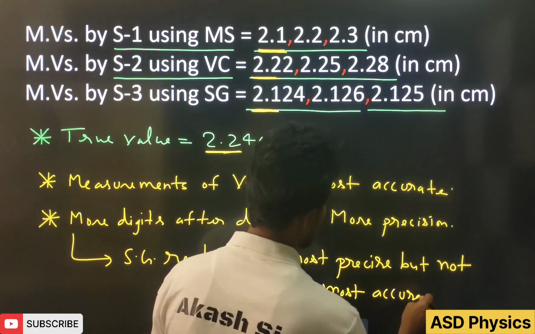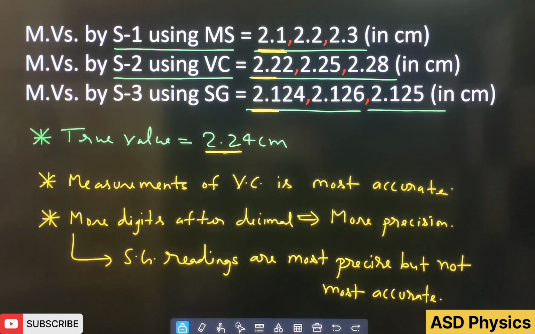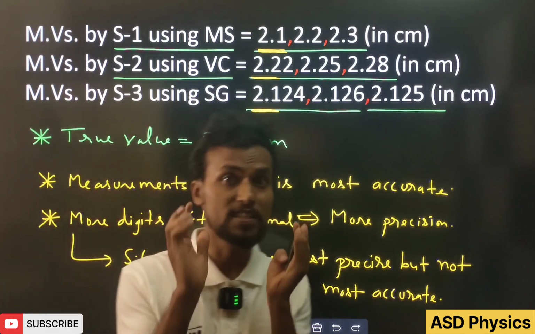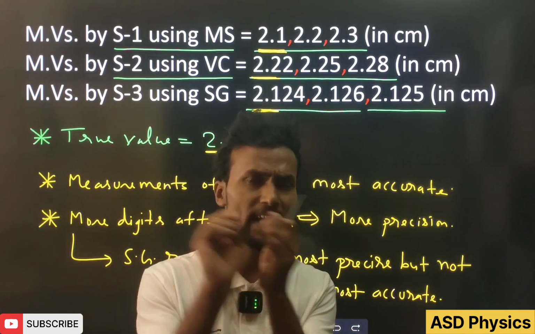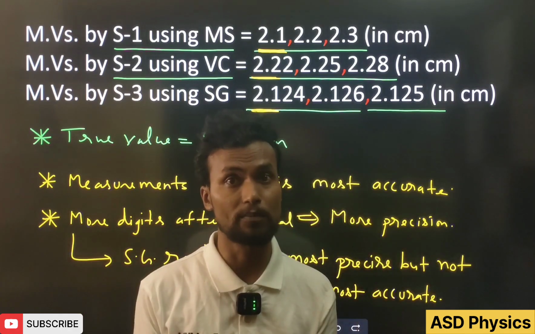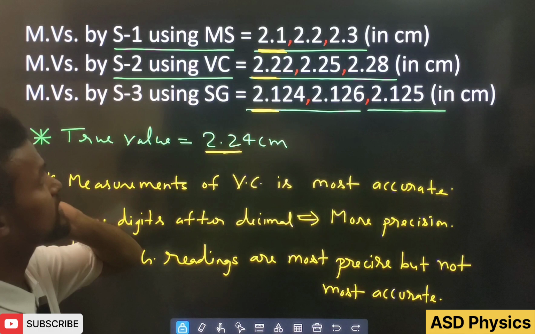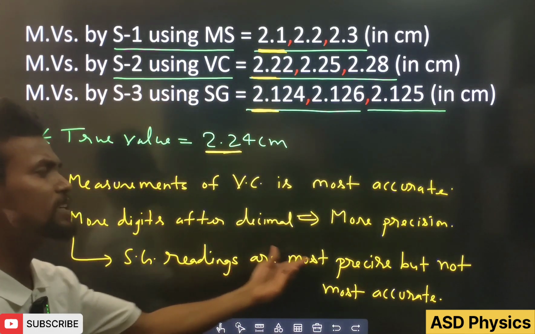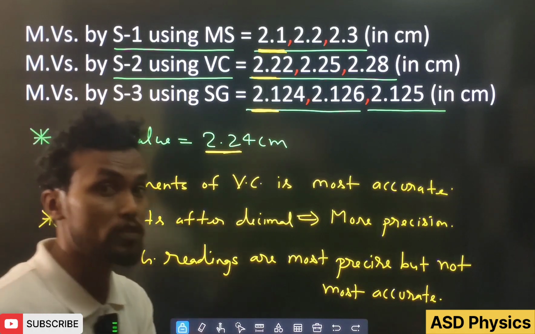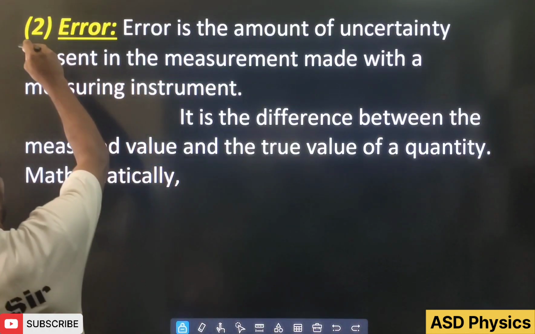Okay, but not most accurate. Students, kindly see here very well. Kindly understand very well. They used to ask questions in MCQ and AR and all that. Precision and accuracy are independent of each other. Here you can see even the vernier calipers readings are very accurate, but they are not precise. But screw gauge readings are very precise, but they are not accurate. Great.